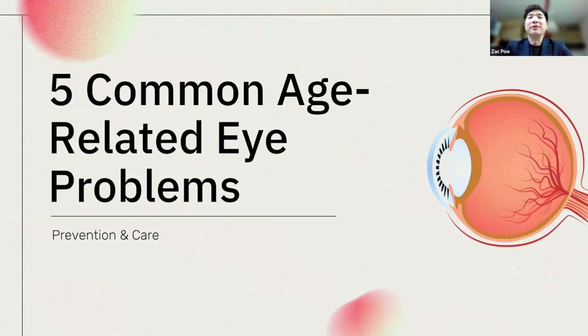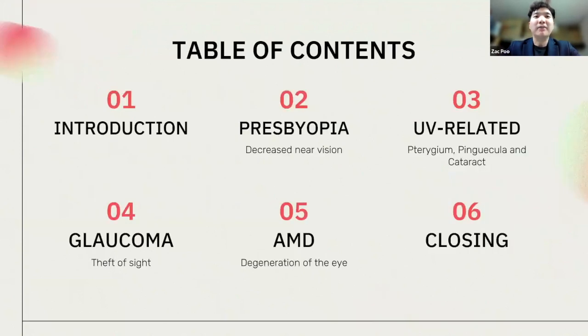So what I'll be going to go through today will be 5 common age-related eye problems, and also the prevention and the care of all these different eye diseases. They may affect you as well. So let me just go through the table of contents, which shows you what kind of eye diseases that I'll be going through today. So I'll first introduce myself, and then after that we'll be going through presbyopia, which is also known as Lao Hua. So I think most of you may have it or maybe in denial of it.